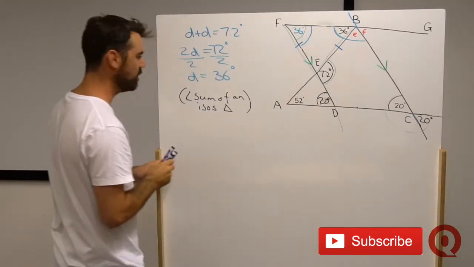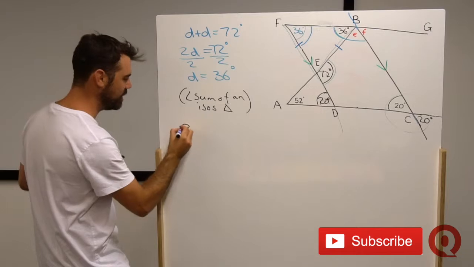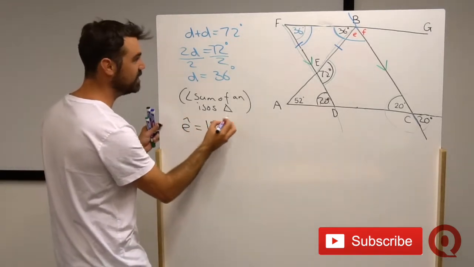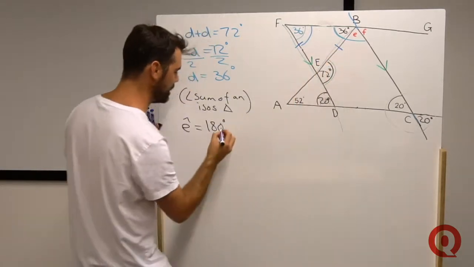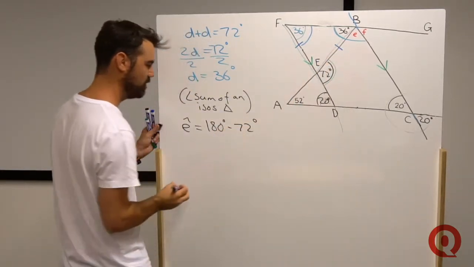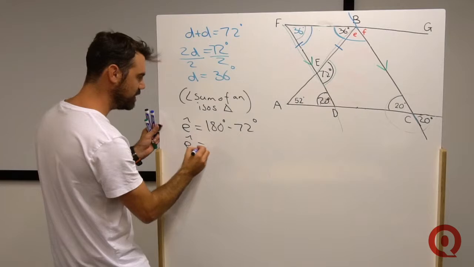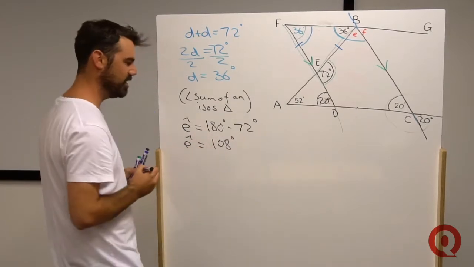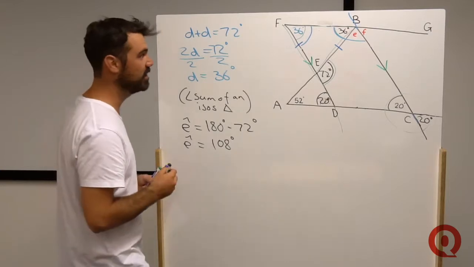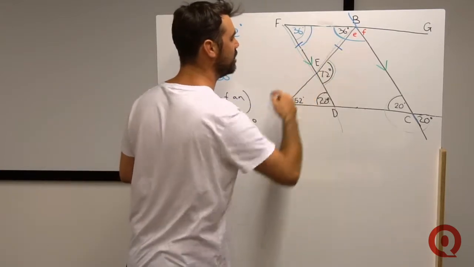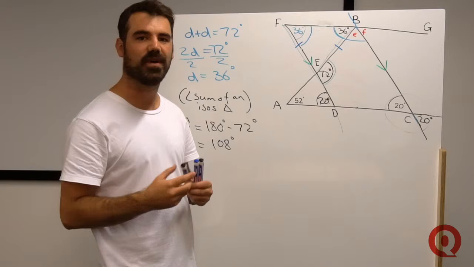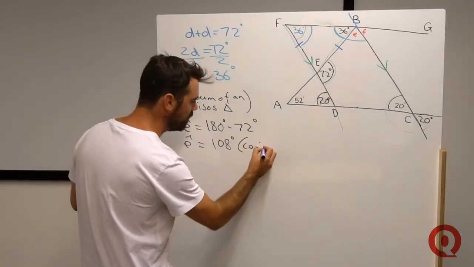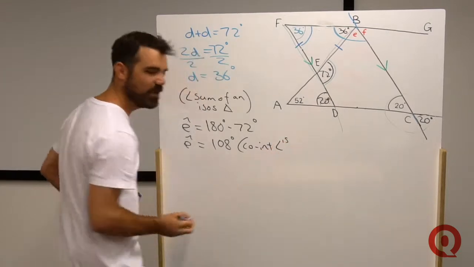So angle E, check it out, is equal to 180 degrees minus the other two I have here, so minus 72 degrees. So E is equal to 108 degrees. Makes sense? I think it does. These are my co-interior angles, and co-interior angles add up to 180 degrees. So I'm going to make my reason co-interior angles, but I can't leave it at that.